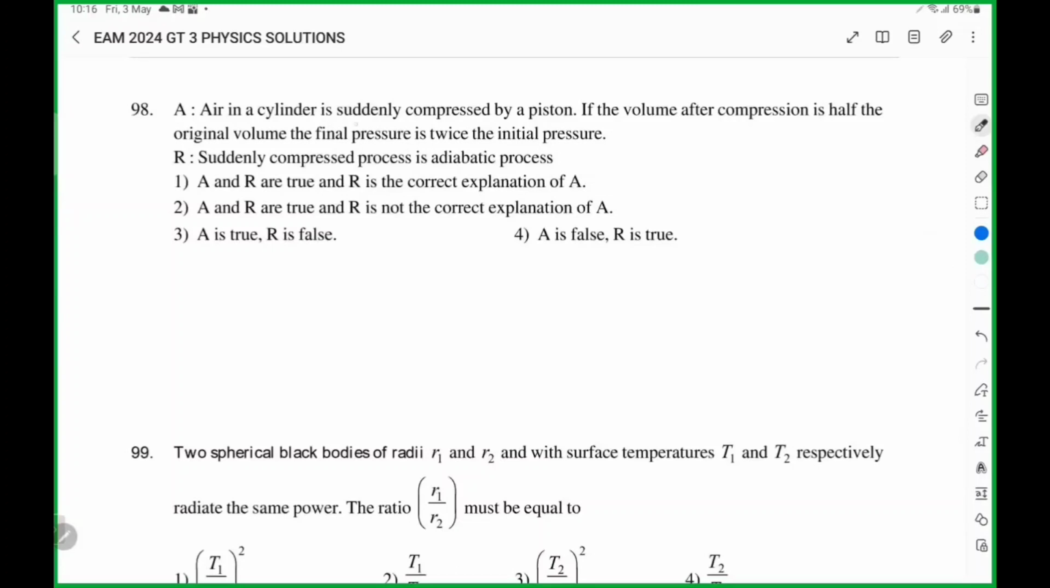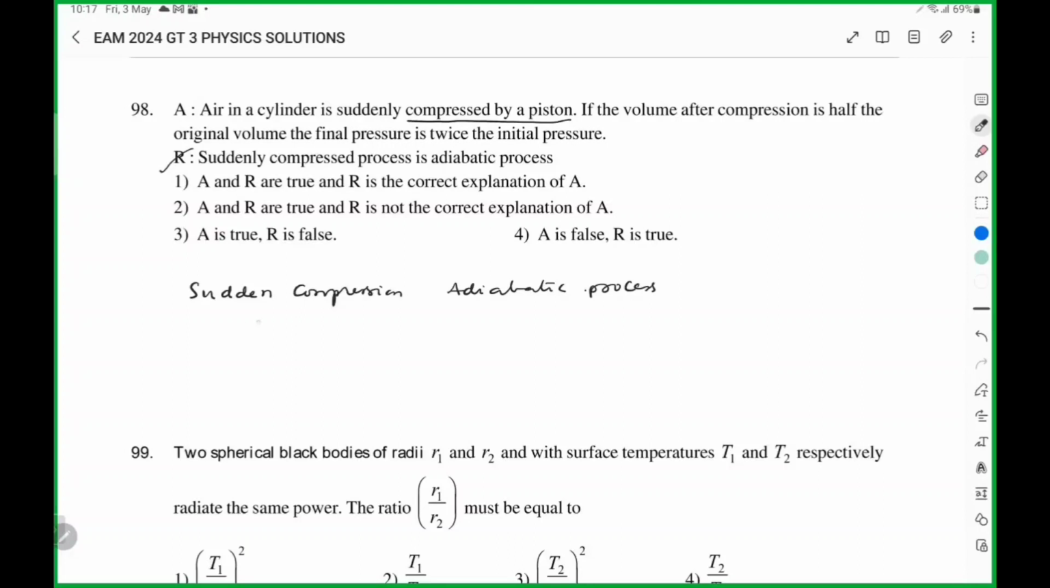Air in a cylinder is suddenly compressed. Volume after compression is half of the original volume. Sudden compressions or expansions come under adiabatic process. So the reason is correct.